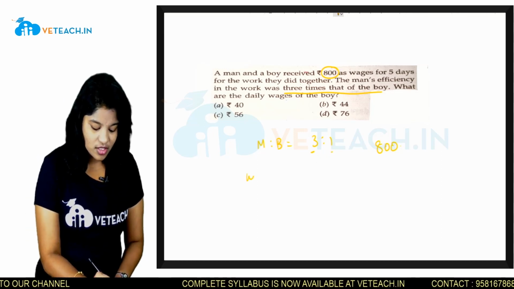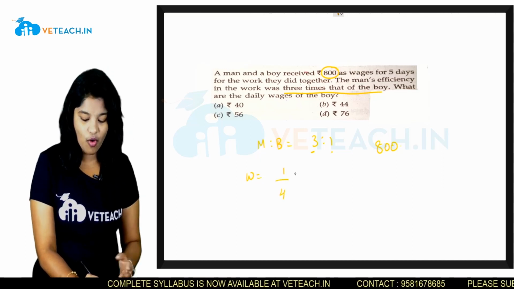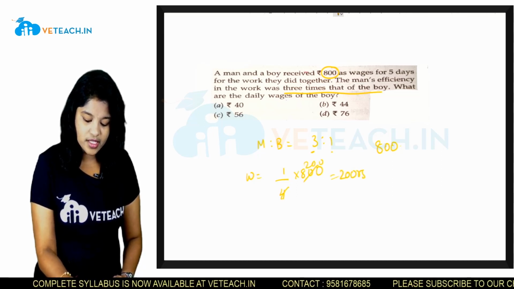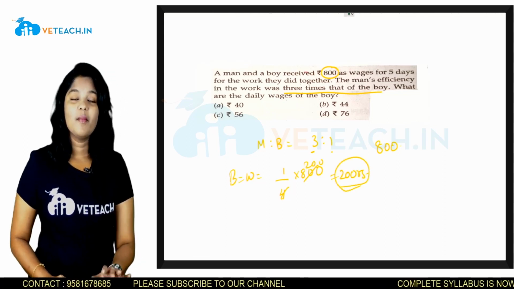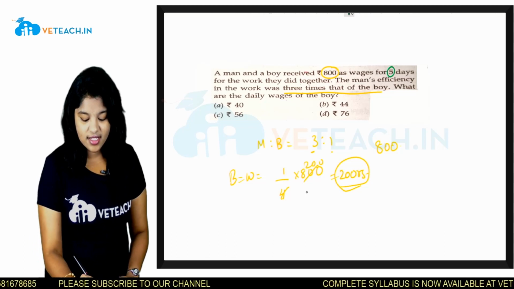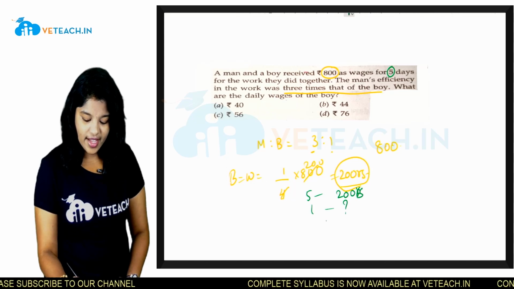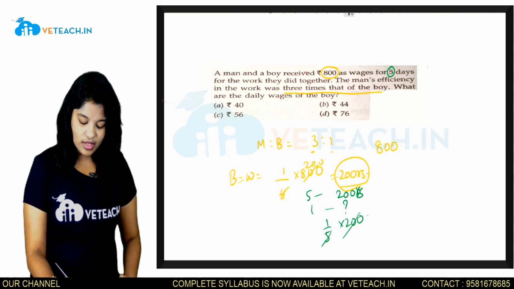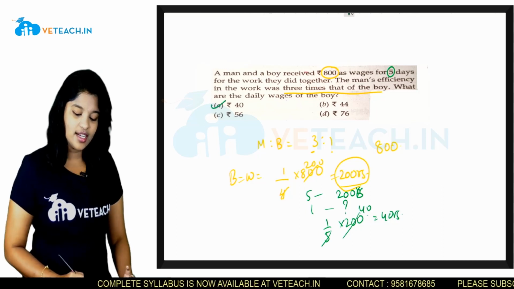So simply we can write the total wage is equal to efficiency of the boy 1 divided by total efficiency 4, into 800. That is nothing but equal to 200 rupees. So the boy received 200 rupees for 5 days, because totally they have done the work for 5 days. For 5 days, they have received 200 rupees. For 1 day, they will receive 1 by 5 into 200 rupees. That is nothing but equal to 40 rupees. So option A is our correct answer.